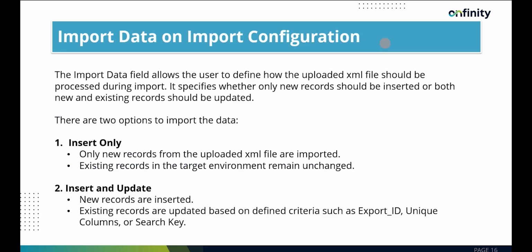Now let's understand the Import Data option. This field defines how the uploaded configuration file will be processed during the import. Here we have two options. First, Insert Only. In this option, only new records from the uploaded XML file are imported. Any existing record in the target environment remains unchanged. Second, Insert and Update. In this option, new records are inserted and existing records are updated. The system identifies existing records based on criteria such as import ID, unique columns, and search key. Based on the requirement, the user can select the appropriate import option.